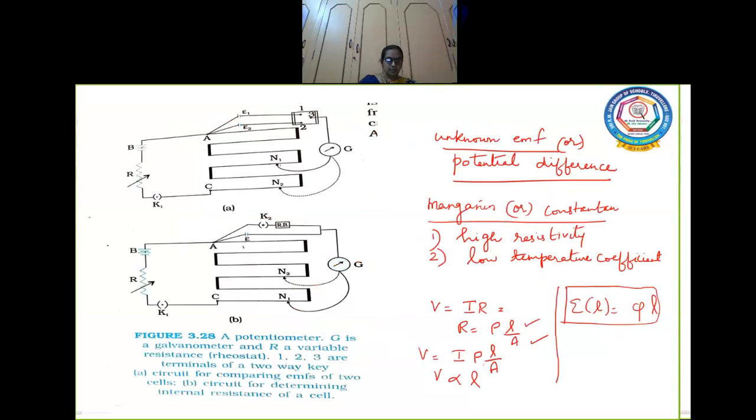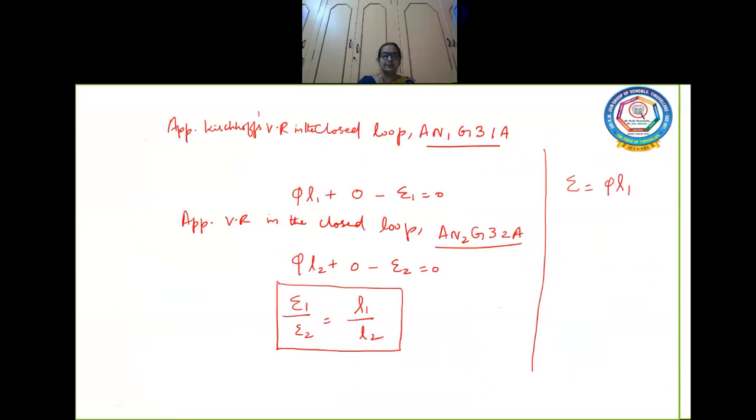Look at this diagram. Now when the key is closed, that is when the circuit is complete, again you move the jockey over this wire, and at a particular point called N2, the galvanometer will show zero deflection. Okay, so that balancing length you write as, now in an open circuit it is EMF, in a closed circuit it is potential difference. So V is equal to phi of L2. Okay, so when you compare this, I have psi by V equal to L1 by L2.